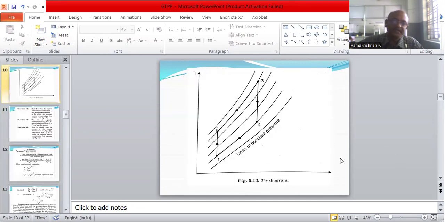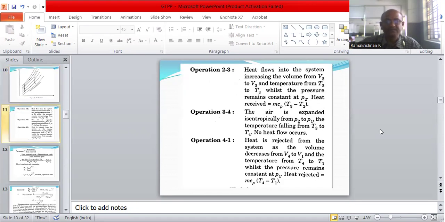Similarly, in the TS diagram, the points are plotted on the constant pressure lines. Here, 1 to 2 is compression; the process is isentropic, entropy is constant. 2 to 3 is the heat addition at constant pressure. 3 to 4 is the expansion process, isentropic, entropy is constant. 4 to 1 is the heat rejection at constant pressure. It is plotted in the TS diagram.